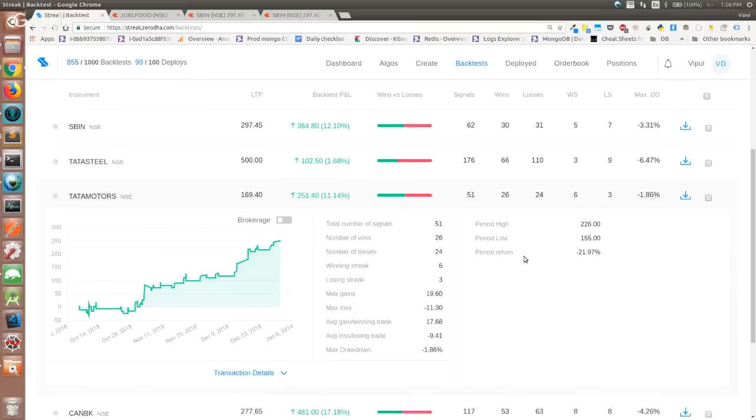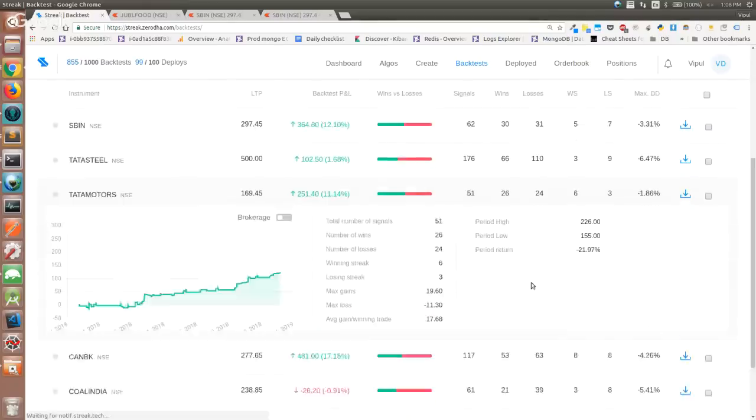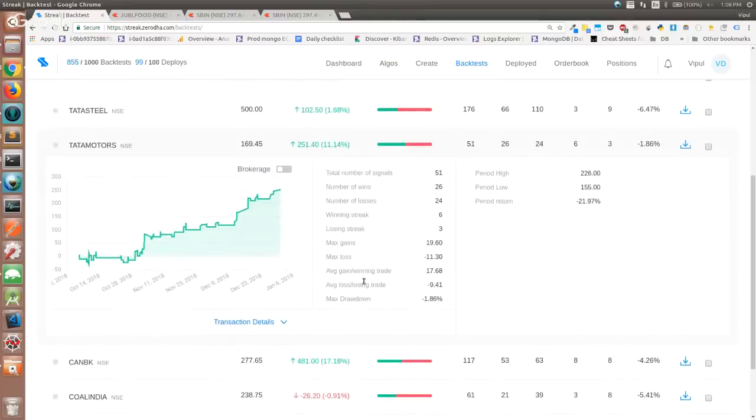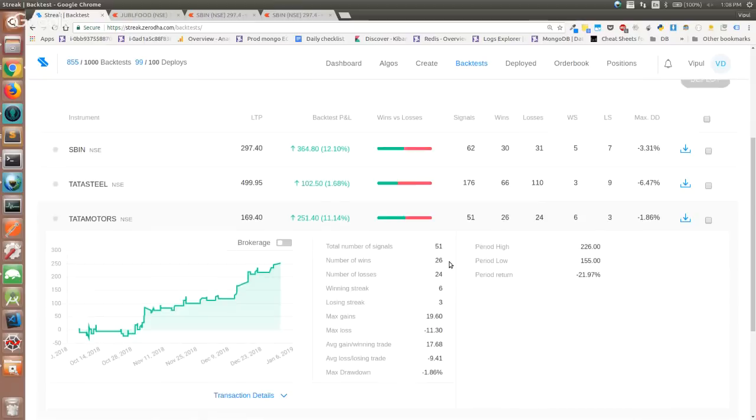But the key point to keep in mind is the max drawdown, the risk that was associated during this entire backtest, was 1.86%, right? The lower the max drawdown, irrespective of sign, okay, forget the sign, the lower it is, the less risky the algo has been, at least in the backtest for this stock. Keep that in mind. Now let's look at the win loss ratios.